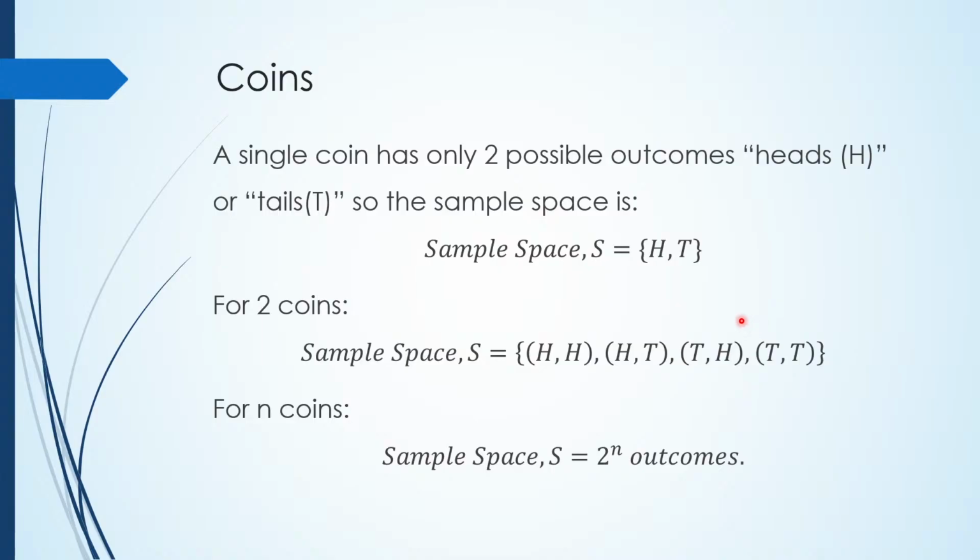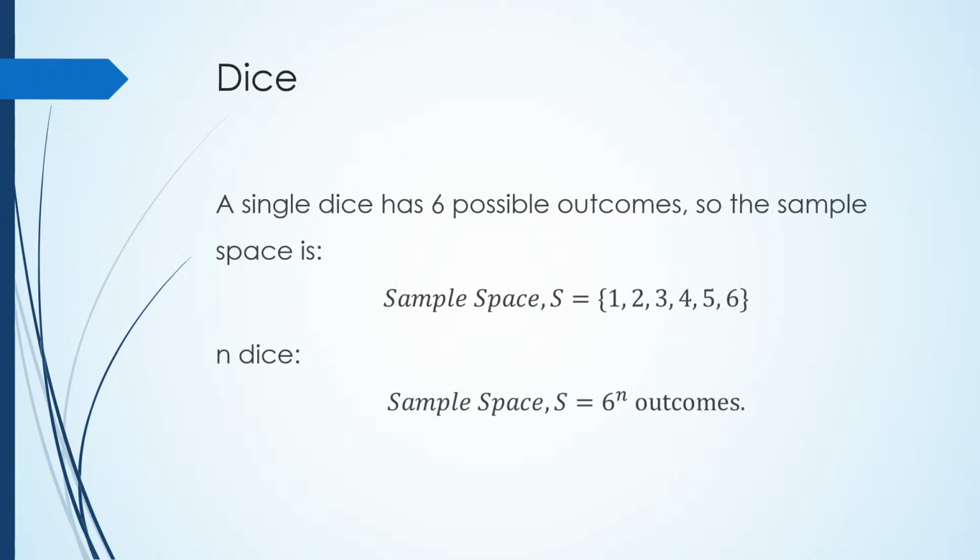You can see that the sample space starts growing. Depending on the number of coins, in this case n, you'll have 2 to the power of n outcomes, and you can work that out to see how many outcomes you can have for, say, 6 coins flipping. Okay? The next one that we have is a dice.